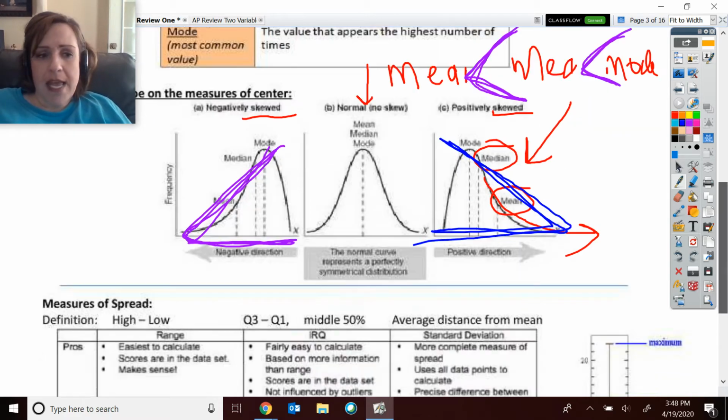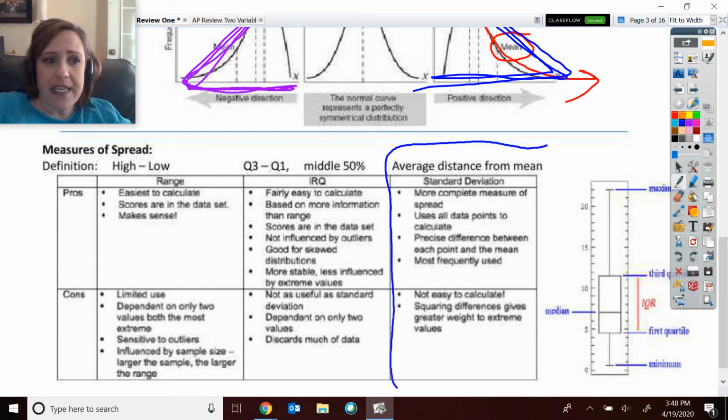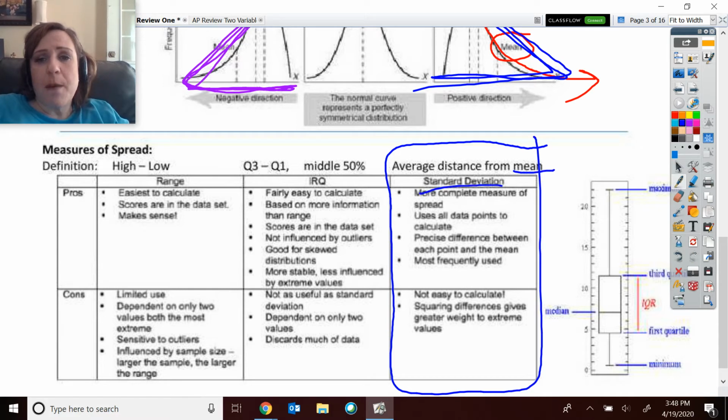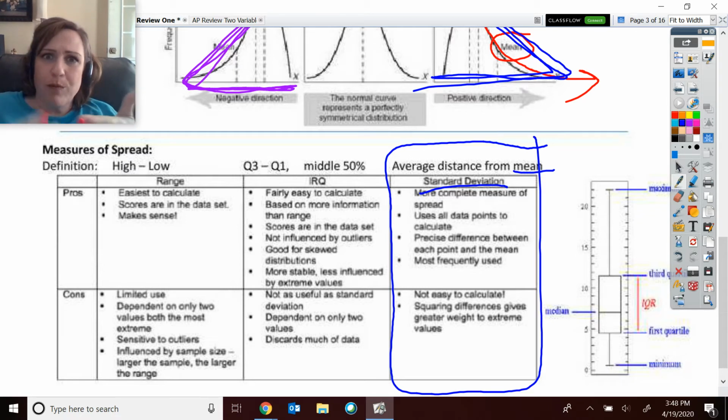All right. Now, let's talk about the spread that we will be using to go along with those. I think by now you know that for the most part, we put mean and standard deviations together. So the issue with the mean and standard deviation, okay, is that they give this better measure and more complete, holistic measure of spread. Of course, that standard deviation being that average distance from the mean.